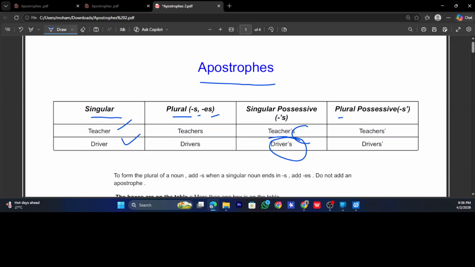And the plural possessive is: after teachers, which uses s, you put the apostrophe. It is the plural possessive. Like that, also drivers.